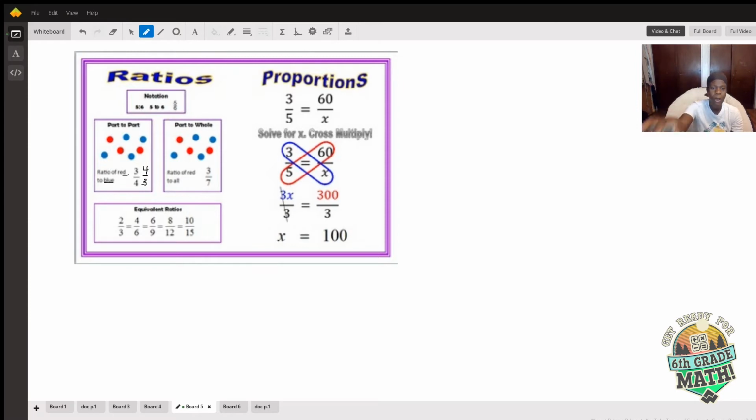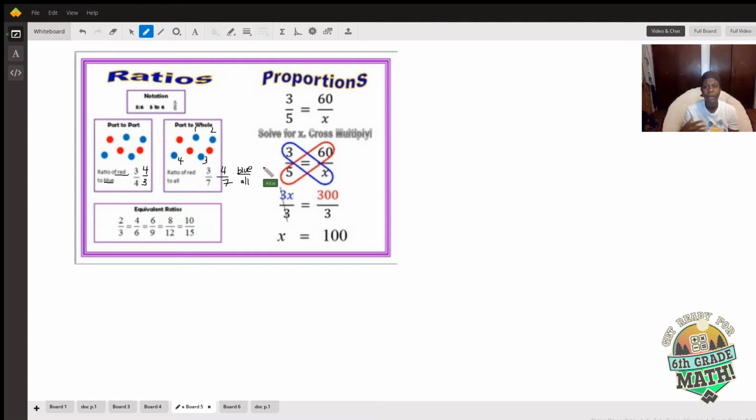All right, so hopefully you answered 4 to 7, because there are 4 blue balls, 1, 2, 3, 4, and then there are 7 balls total, 1, 2, 3, 4, 5, 6, 7. So this is the ratio of blue to all.